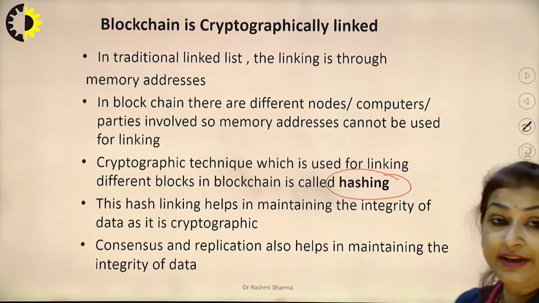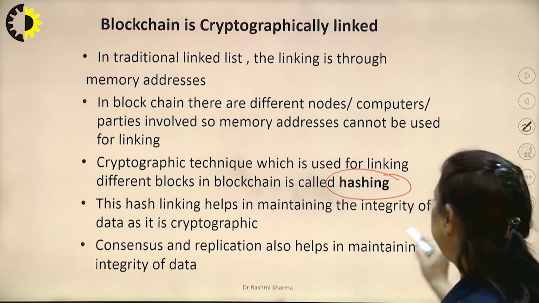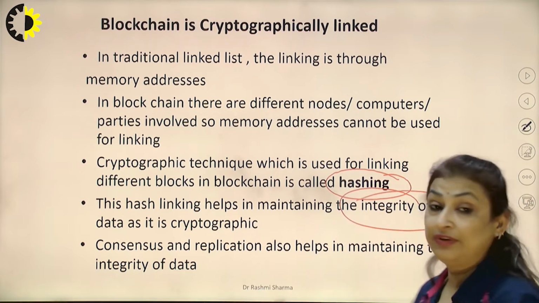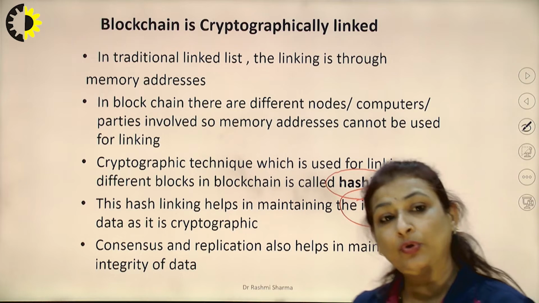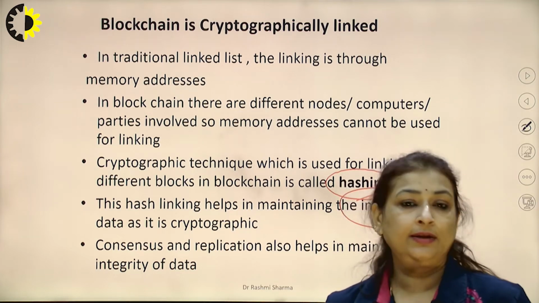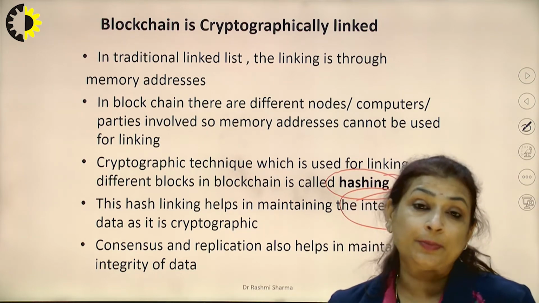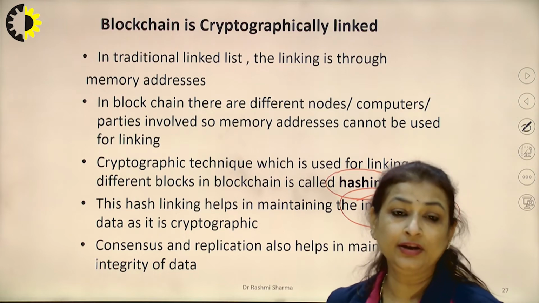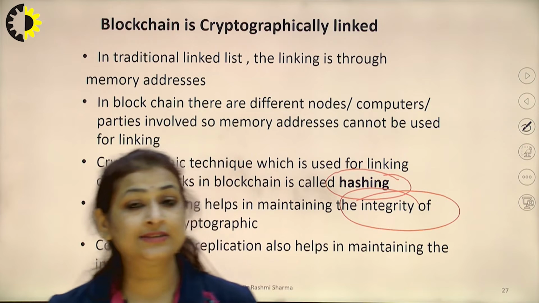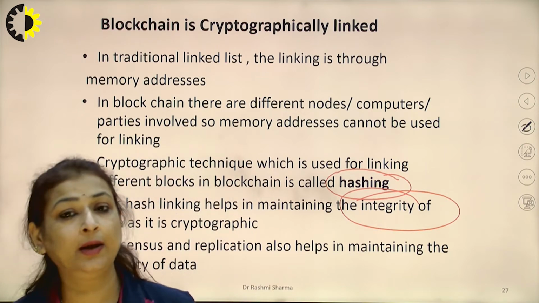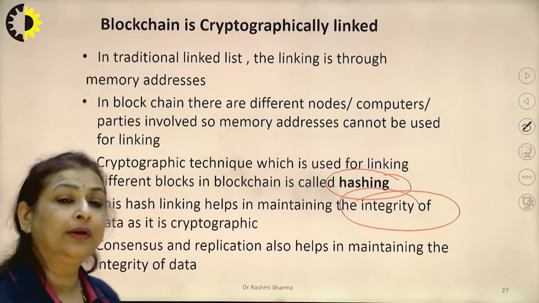So the hash linking helps in maintaining the integrity of the data. Obviously, the consistency of the data should be the same on each and every node. We don't want any discrepancy in that data. Each and every node should have the same local copy. All the consensus and replications help so that we can have that integrity.